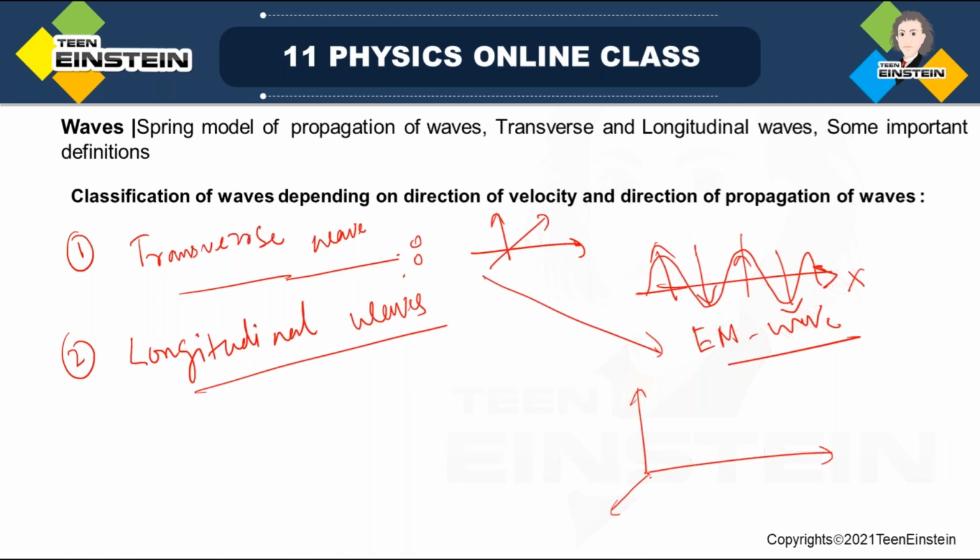Electric and magnetic field vectors are moving in a direction perpendicular to the direction of propagation. Suppose the B is propagating in this way, and suppose this is the x-axis, this is y, and this is z. So along the z direction, in fact we can show you here also.